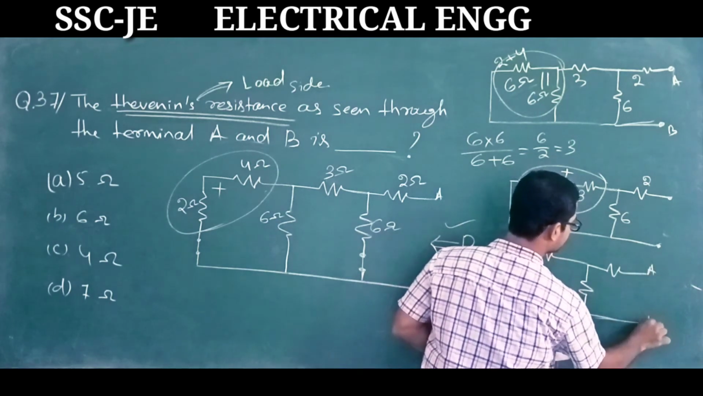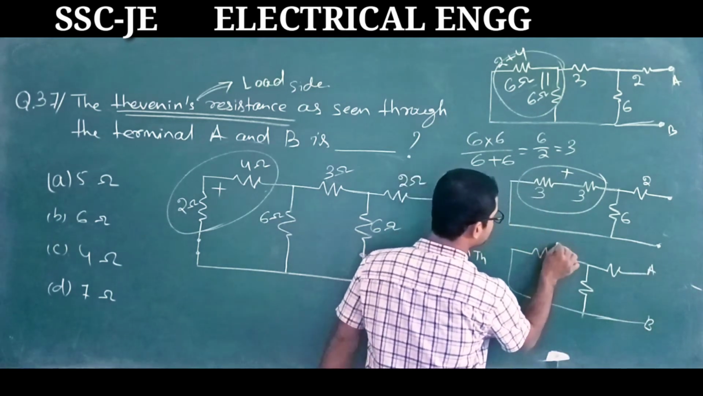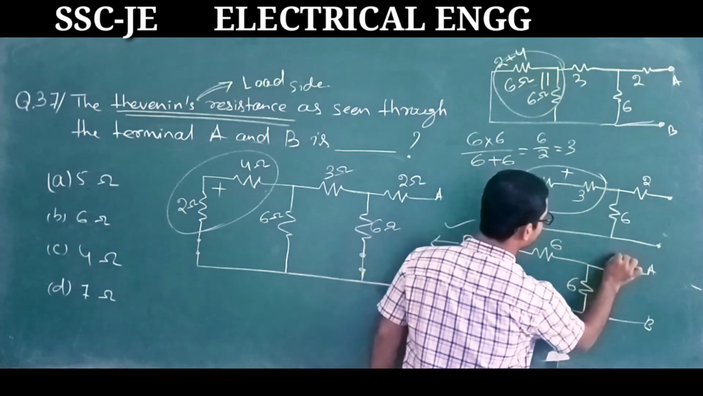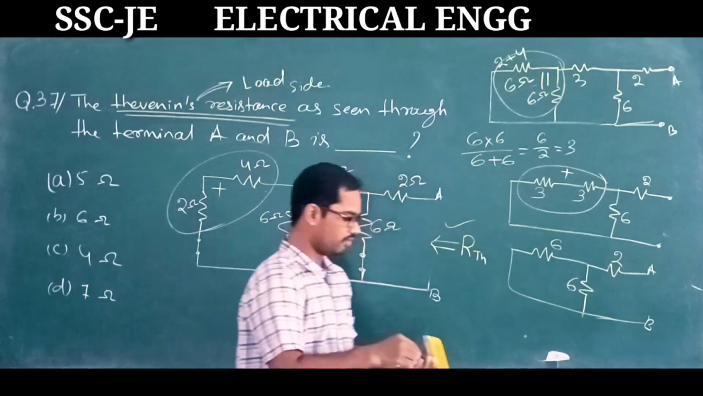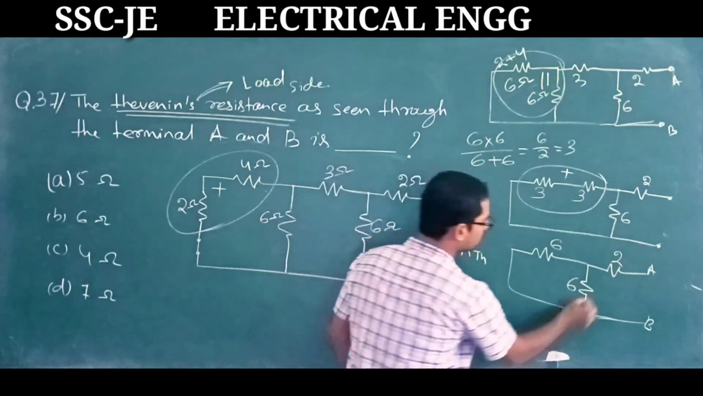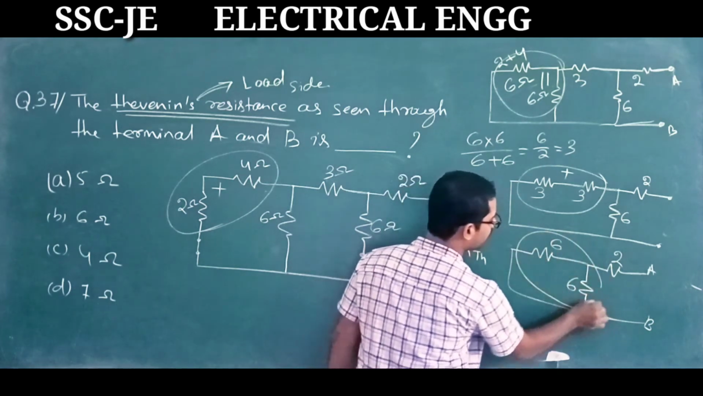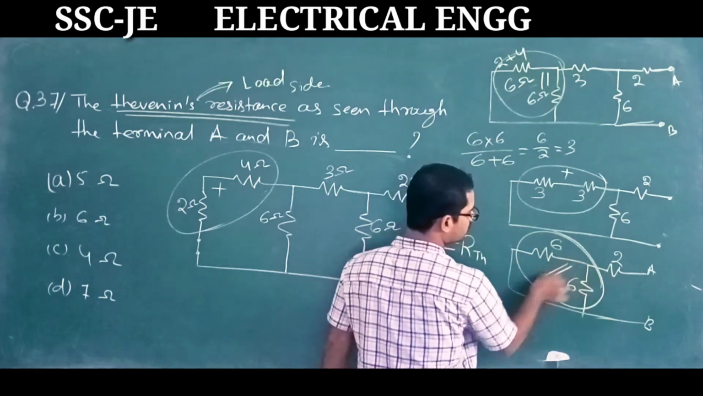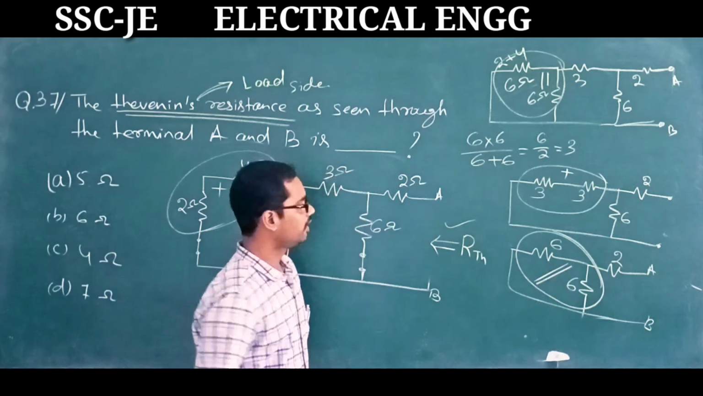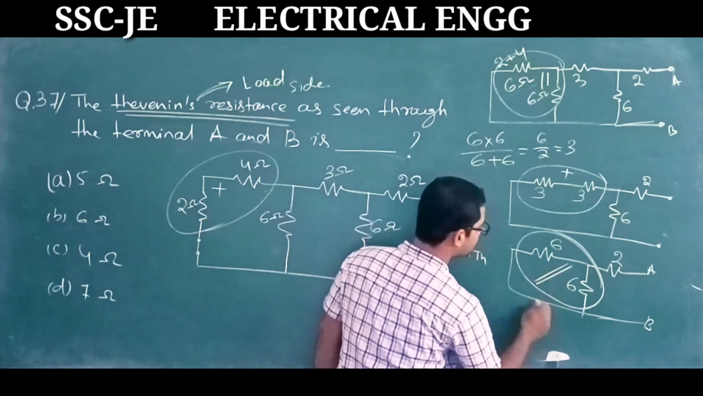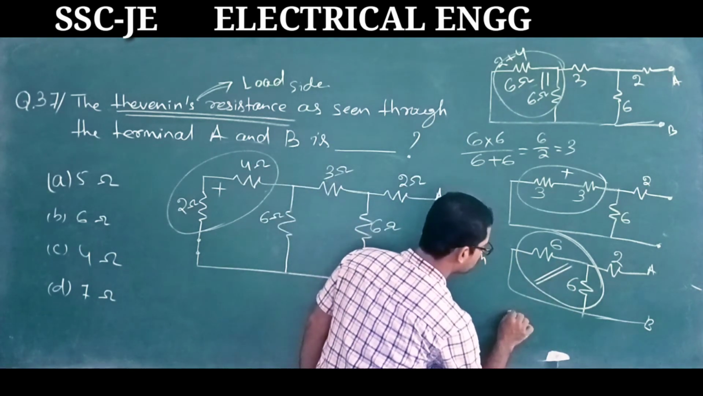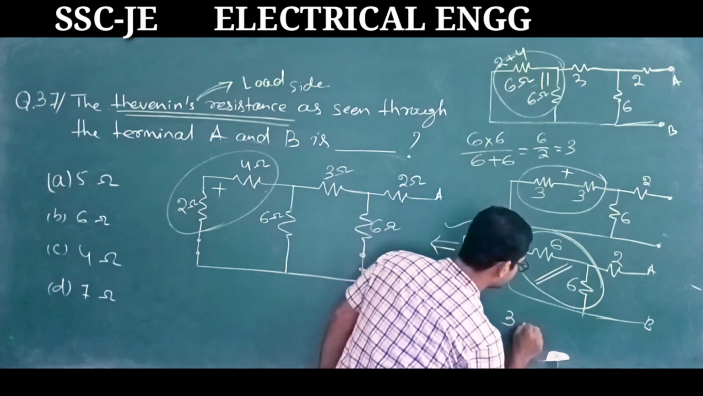This is AB. So here it is 6 ohm and 6 ohm and 2 ohm. So now you can say these two are again a parallel combination. Again 6 parallel 6, so you are getting your 3 ohm. So the resistance is like that.